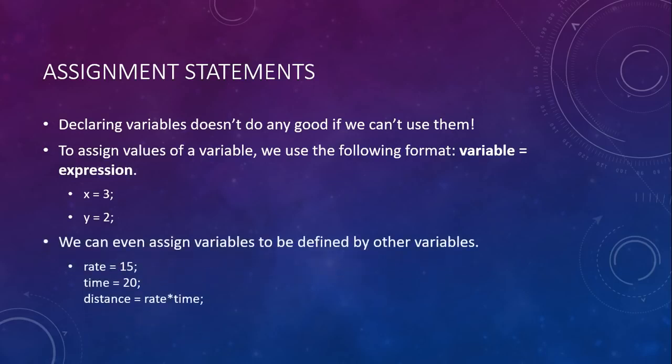We can even assign variables to be defined by other variables, such as rate equals 15, time equals 20, and distance equals rate times time. Now, one thing to note, if you're going to do this, you have to first declare a variable before you can assign a value. A variable has to be declared, it has to be defined what type. So if I just put in my code x equals 3, I'm going to get an error. But if I put in int x equals 3, we're good. Or if I put int x and then x equals 3, we're fine as well.